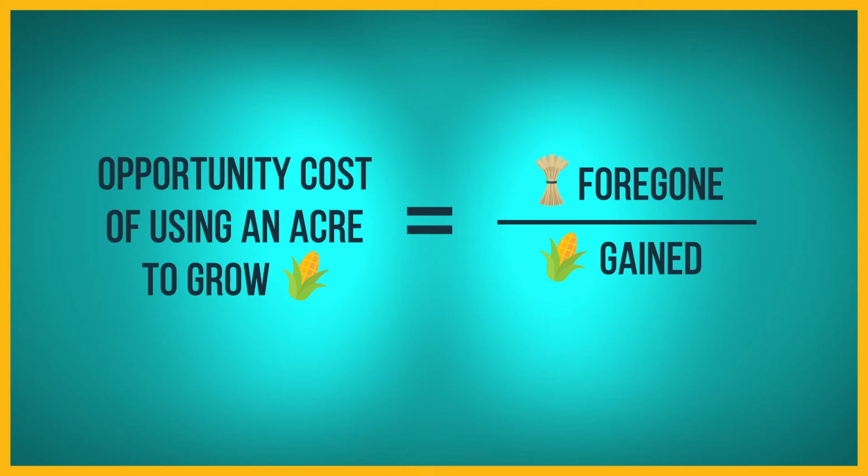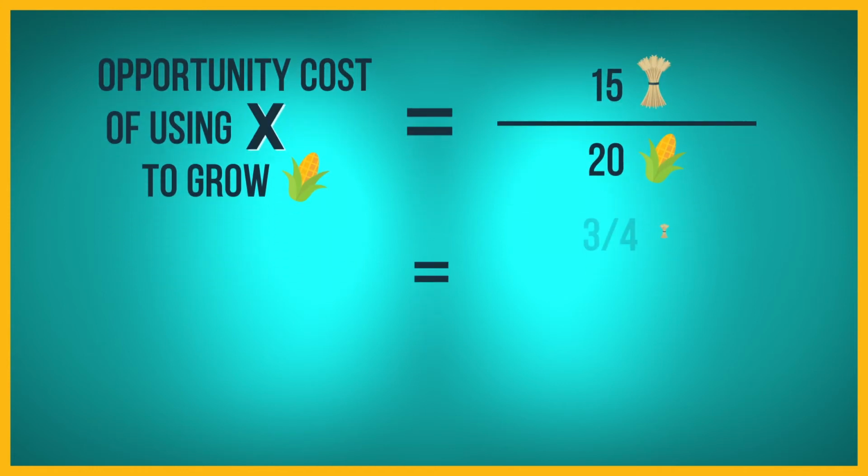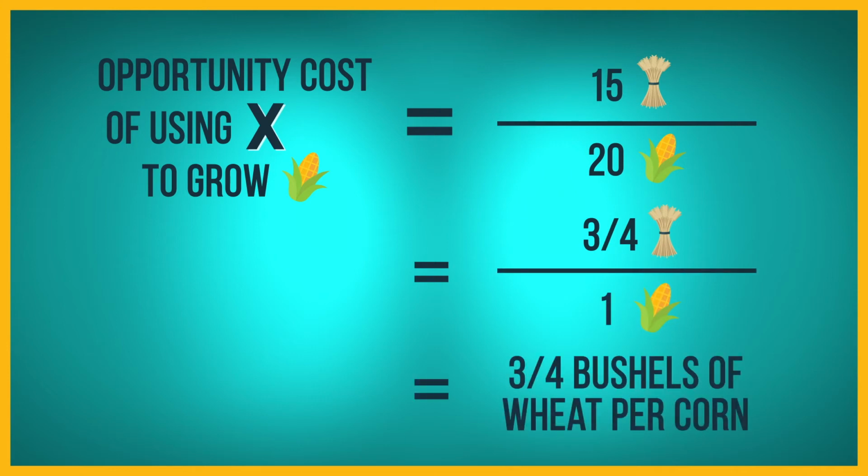When the economy reallocates an acre of X from wheat to corn, the economy gives up 15 bushels of wheat and gains 20 bushels of corn. Therefore, the opportunity cost of using X to grow a bushel of corn equals 15 bushels of wheat divided by 20 bushels of corn, which equals 3/4 bushels of wheat divided by 1 bushel of corn, or 3/4 bushels of wheat per bushel of corn.